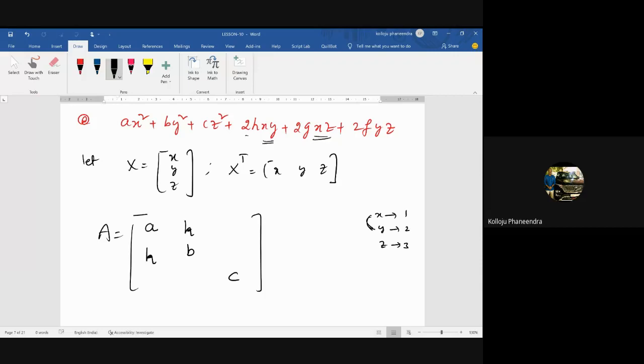Next, xz. Xz means what? 1 3 position and 3 1 position. So this is 2g: half g here, half g here. Next, similarly, 2 3 position. 2 3 means yz. Yz coefficient is 2f. This is 2 3 and this is 3 2. So equally distributed, f. This is the coefficient matrix.